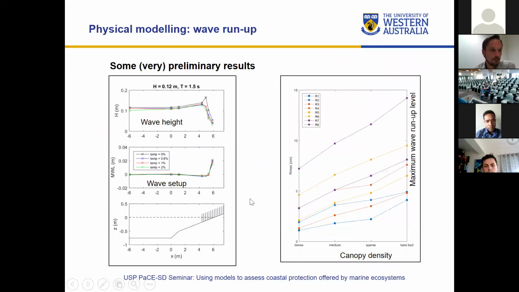But I do have some very preliminary results of this, where we actually found that the wave heights didn't change too much with different densities of the canopy, whereas the run-up levels did change a lot, which in itself is quite interesting, that the waves, even quite high up in the profile, are very similar for different densities of vegetation, but actually run-up level differs. So the denser it gets, basically the less far the water gets, which kind of makes sense as well.